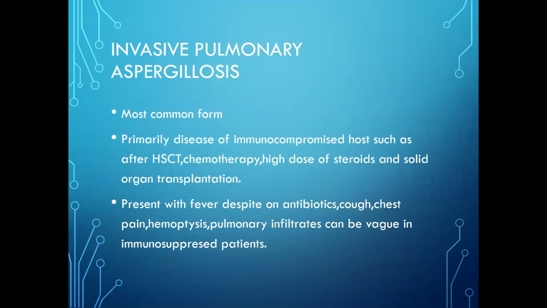Invasive pulmonary aspergillosis is the most common form, primarily a disease of the immunosuppressed host, such as after HSCT, chemotherapy, high-dose steroids, and solid organ transplantation. Patients can present with fever despite being on antibiotics, cough, chest pain, and hemoptysis. Pulmonary infiltrates can be vague in immunosuppressed patients.